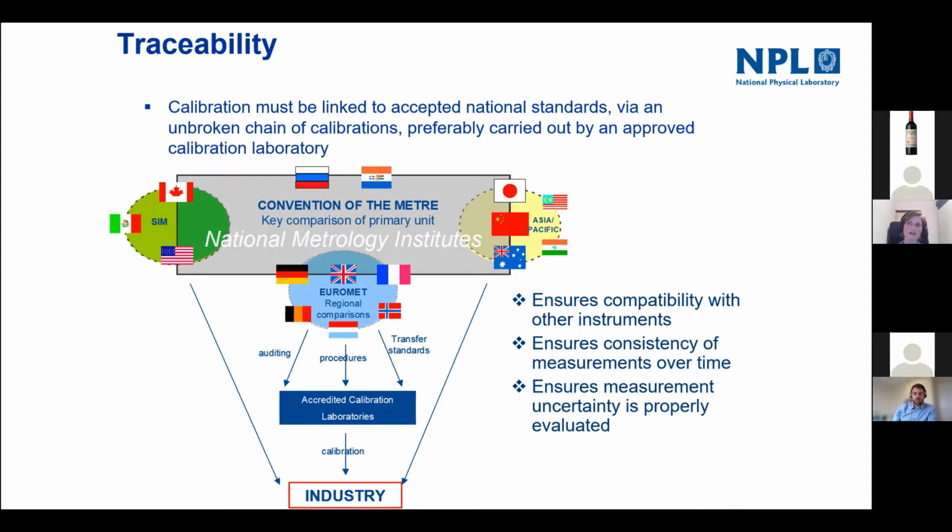And basically all measurements and calibrations must be linked to the accepted national standards, and what we like to call an unbroken chain of calibrations, and preferably those calibrations should be carried out by an approved calibration laboratory. So we as NMIs maintain our scales and make sure that they are disseminated, but we cannot always provide calibration to all the people that need it. So there is a set of accredited laboratories that will maintain the scales as well, and they will disseminate it further.